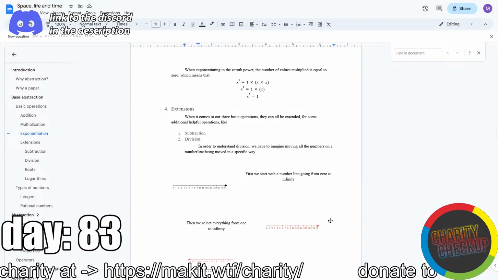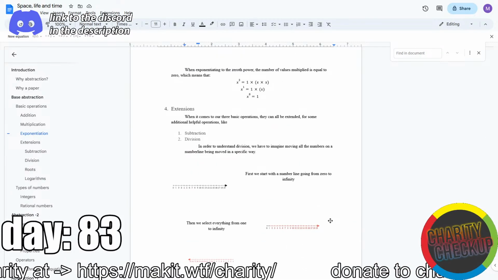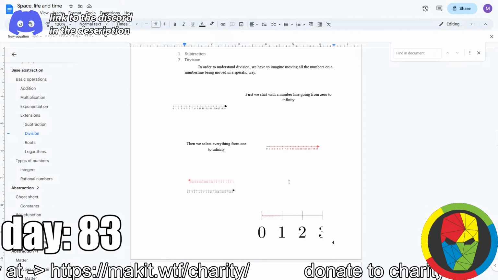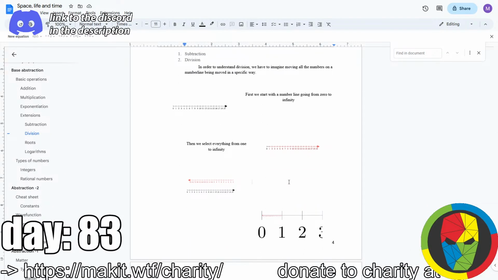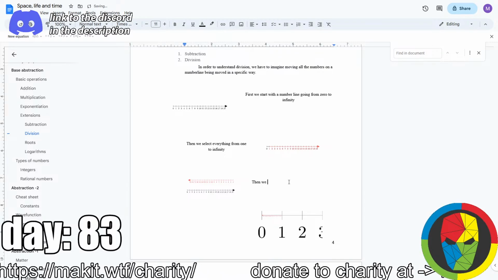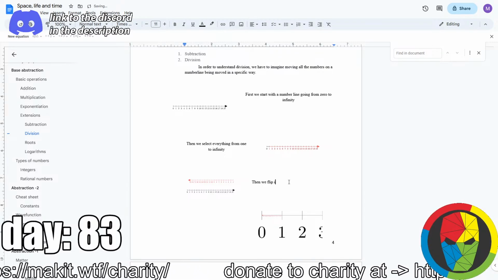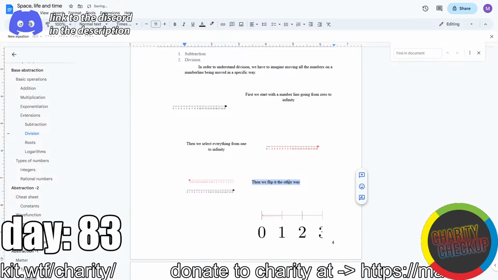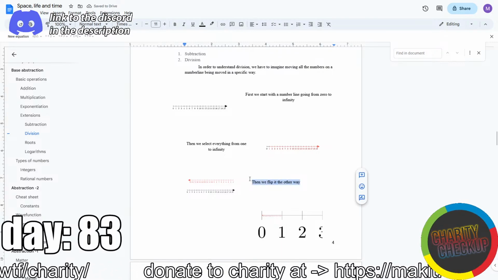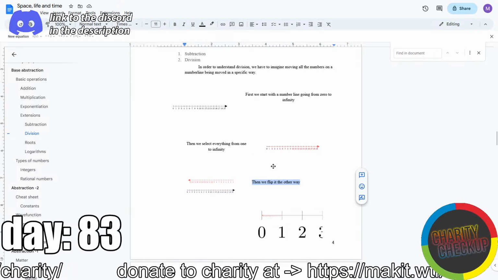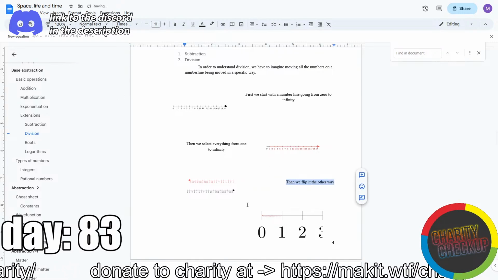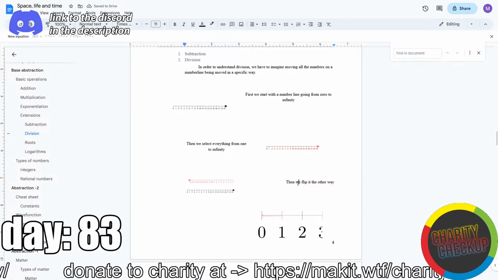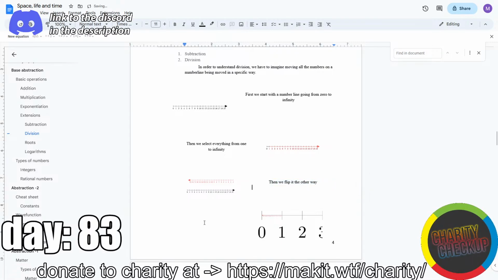Yeah, that's good enough. I think then we select everything from 1 to infinity. Then we flip it the other way. It would be easier to show with an animation, but it's a PDF, so flip it the other way. Wait, let's click. There we go.